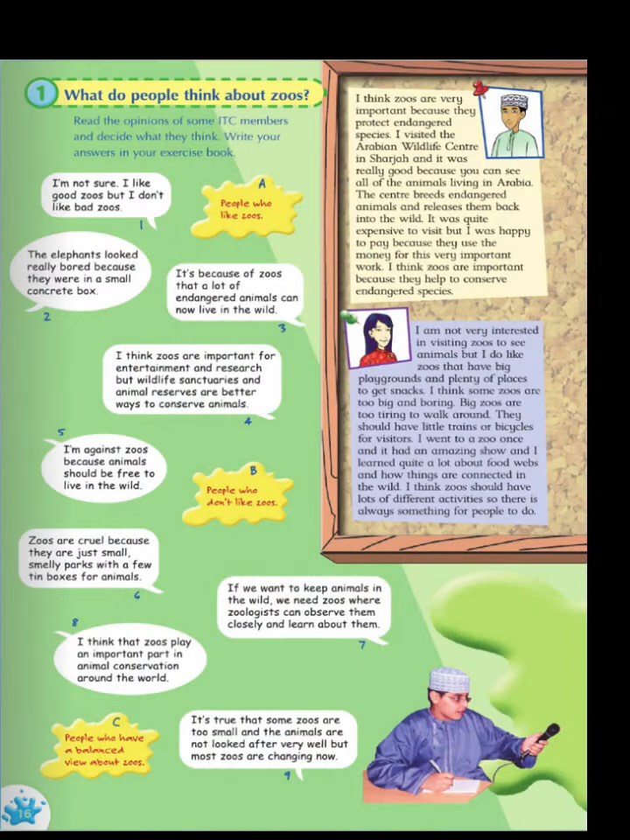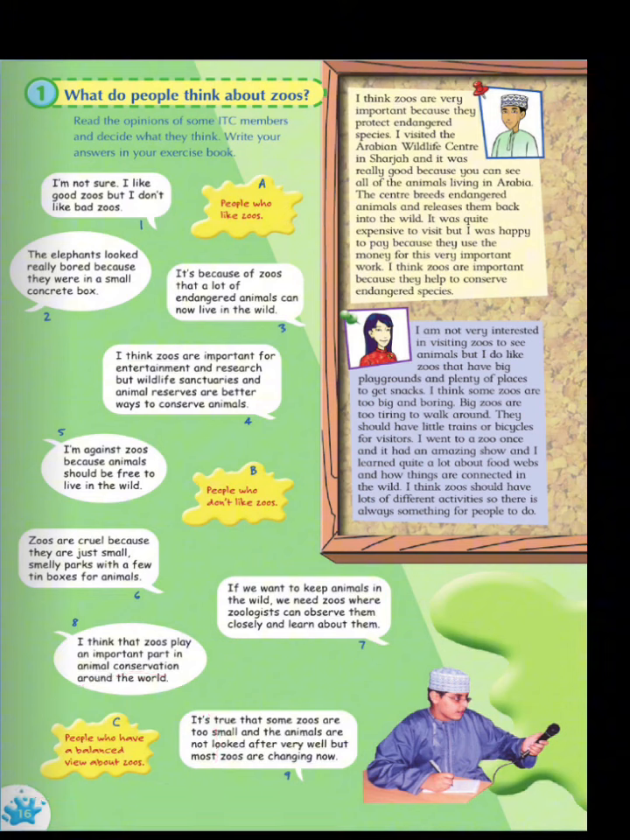Exercise number 1. What do people think about zoos? Read the opinions of some ITC members and decide what they think. Write your answers in your exercise book. Let's read these opinions about zoos and divide them into 3 groups. Group A, people who like zoos. Group B, people who don't like zoos. Group C, people who have a balanced view about zoos.